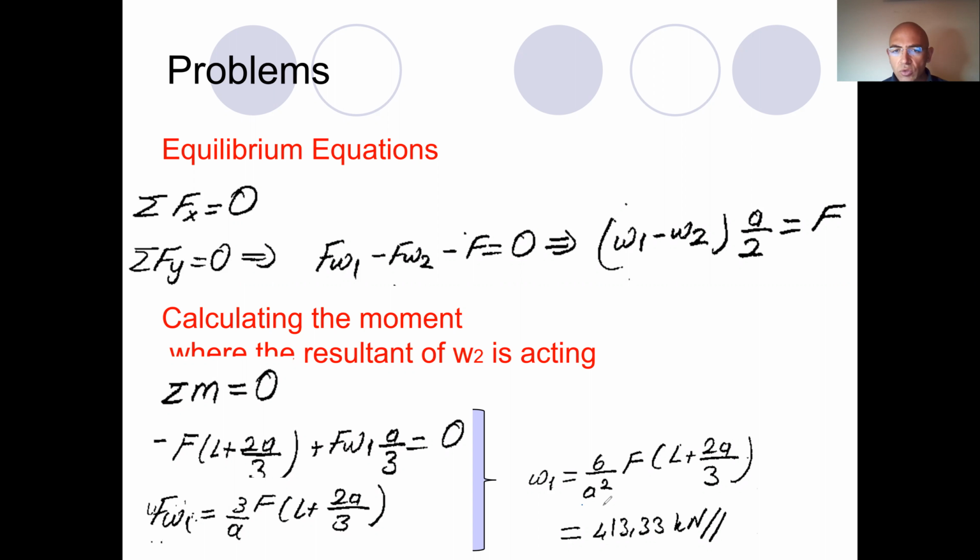Now I know all the values. I know A, it is 0.15. I know F, it's 500. L is 3. And again, A is equal to 0.15. If I substitute all the values, what I'm going to get for W1 is 413.33 kilonewtons.